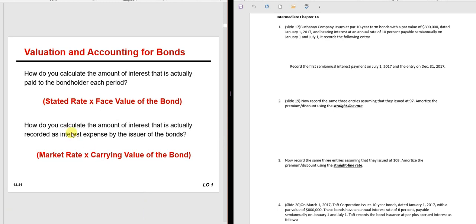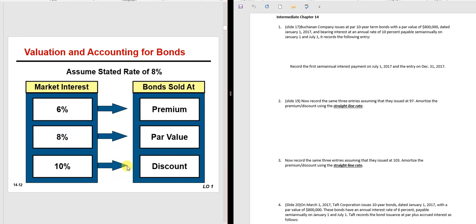All right, so how do you calculate interest? We're going to do this over and over again, but what is actually paid is the $1,000 on my previous Excel spreadsheet. So it's the stated rate times the face. However, the actual interest expense is the market rate times the carrying value. And we've done that in the past and we're going to do it again.